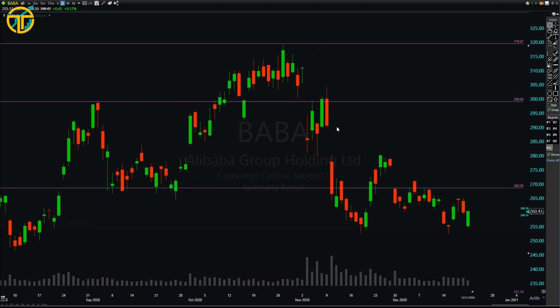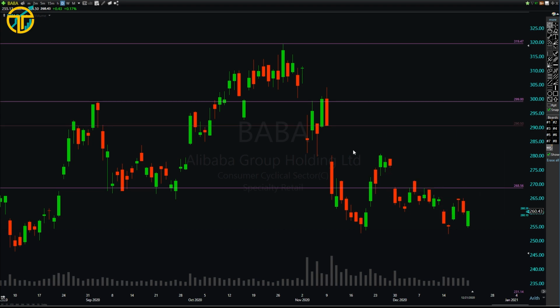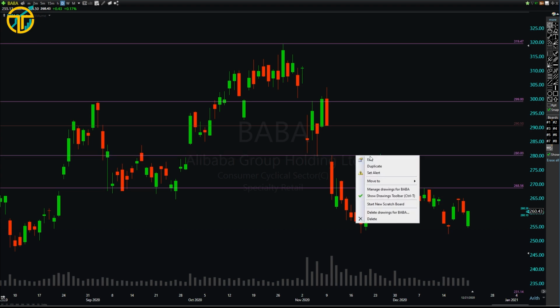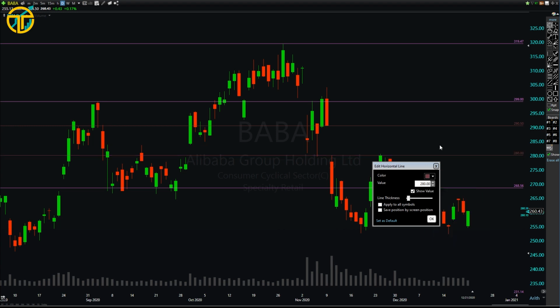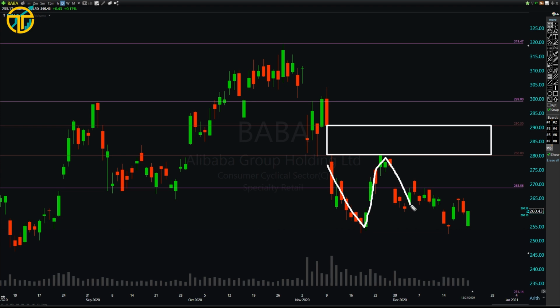So you can actually see here that there is an unfilled gap on Alibaba, right? So what we would do here is, again, mark the top of the gap, and we'll change the color of the line to this kind of brown color. And we'll do one more time at the bottom of the gap and change that color. All right, so we have this unfilled gap right here. Okay, so price gapped down, and then it traded up here, and then it pulled back, and currently is trading down here.